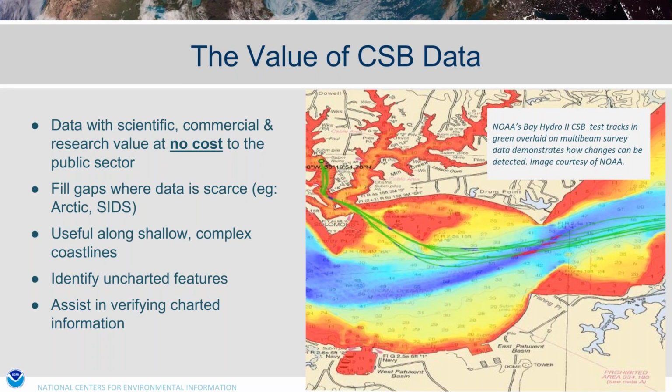Now, like most citizen science initiatives, part of the value of this data is that it comes at no cost to the public sector. This matters because surveying the seafloor is incredibly expensive. And this data, though certainly nowhere near the quality or accuracy of professionally collected data, would still be able to fill gaps where data may be scarce, such as the Arctic or around small island developing states. It's also incredibly useful along coastlines, especially ever-changing coastlines, where survey vessels may not visit often, if ever, but you might have a fisherman who frequents daily. And of course, while the data may or may not find its way onto a nautical chart, it can certainly aid in identifying uncharted features and in assisting in verifying charted information.